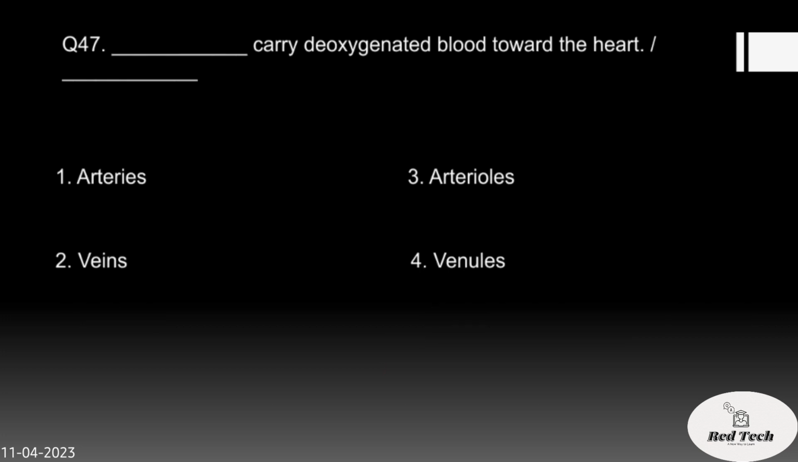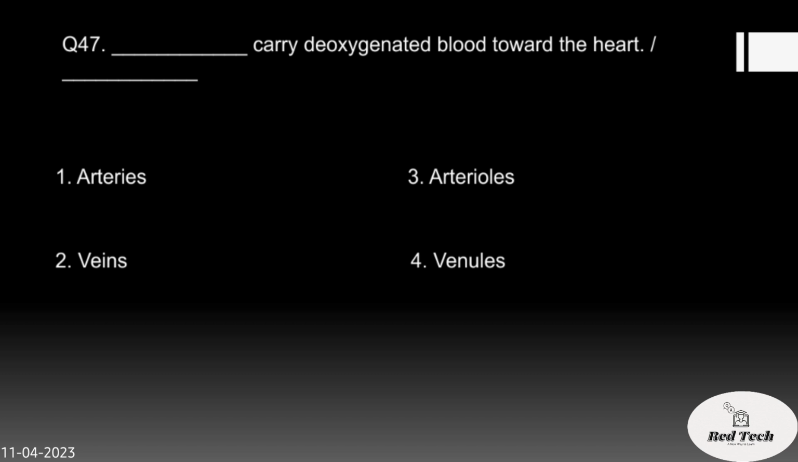Question number 47. What carries deoxygenated blood towards the heart? So this question is basically asking which vessel carries deoxygenated blood towards the heart. Options are arteries, option 2 is veins, option 3 is arterioles, option 4 is venules. I have discussed the arteries and arterioles in detail; you can watch the same playlist also.